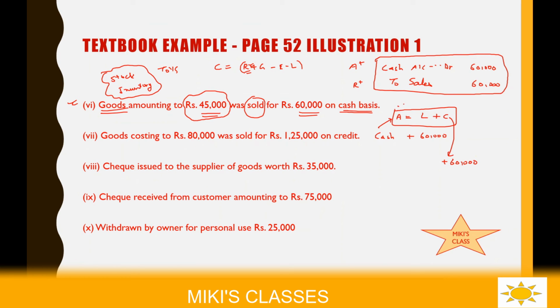25,000. Again, the left hand side balances the right hand side because capital has gone up by 60,000 and asset has gone up by 60,000. How has capital gone up? Because you got revenue. Okay. Let's move to the next example now.